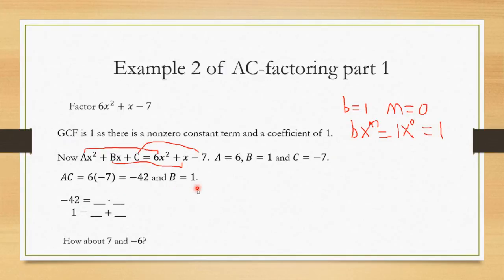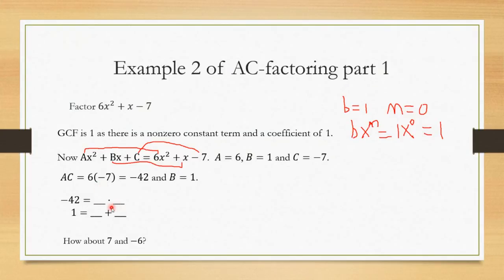And B we get is 1. So by our process, what are we saying? We want two numbers whose product is minus 42 and the sum is 1. And again, it's tempting to use 6 and negative 7, but the problem with that is 6 plus negative 7 is negative 1.